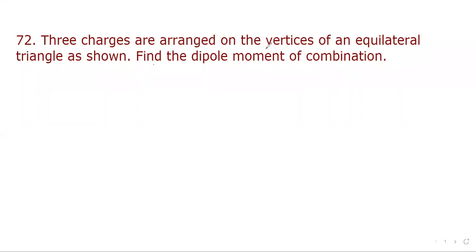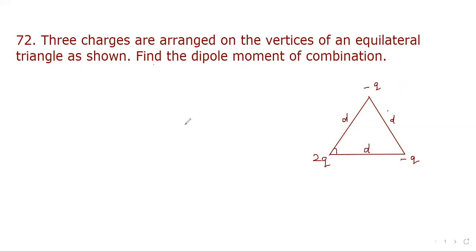Three charges are arranged on the vertices of an equilateral triangle as shown. Find the dipole moment of the combination. Here, three charges are arranged like this. Here there is a negative charge. This is 2q and this is minus q. The separation is d, this side is d. Each angle will be 60 degrees.